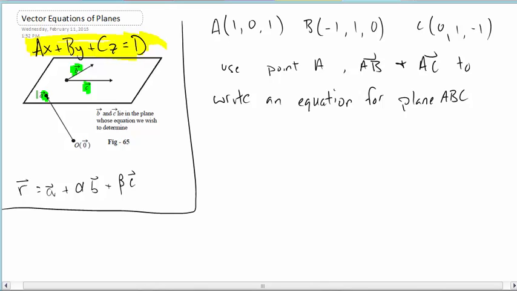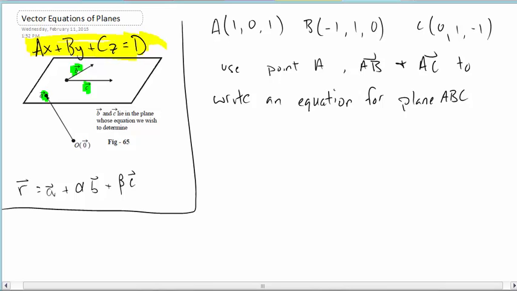This is a lot like the vector equation of a line. We have a point in space, a vector, plus some parameter times b, plus another parameter times c, and those three things added together give us our vector form of a plane. So let's use that. We have 3 points, a, b, and c. We're going to use point A, vector AB, and vector AC to write an equation for the plane passing through these 3 points.